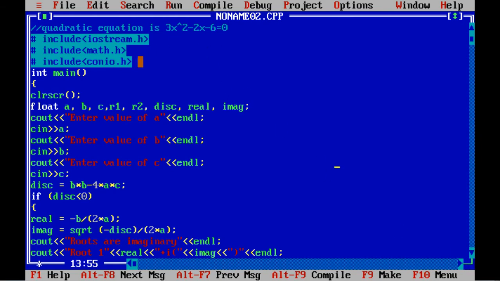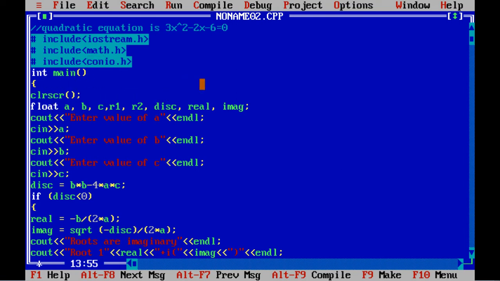Here I have already typed the program in C++ language. I am considering an example of a quadratic equation, that is 3x² − 2x − 6 = 0. First of all, I have included the header files: iostream.h for cout and cin commands, math.h for the square root command, and conio.h for the clear screen command. Here we start with the main function.